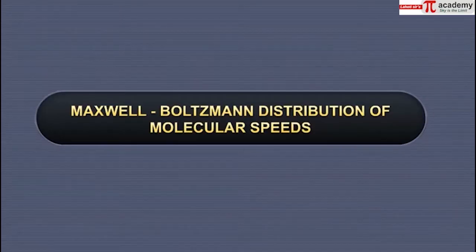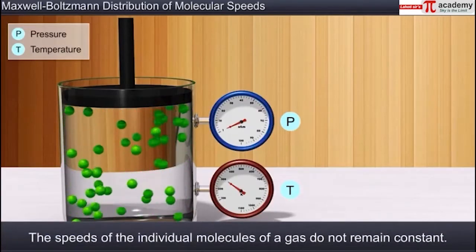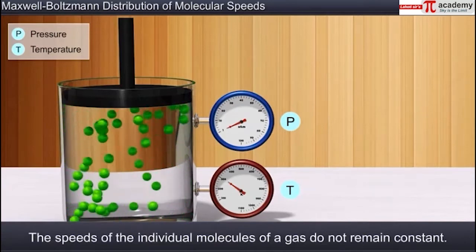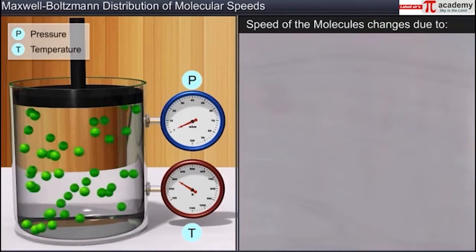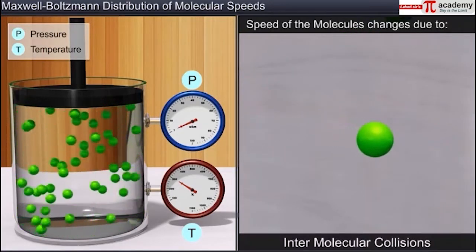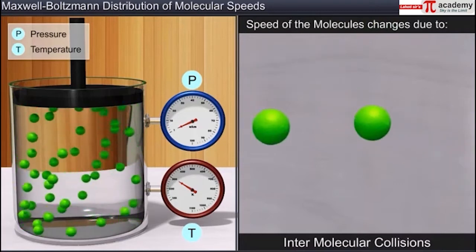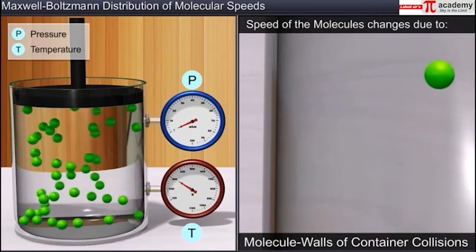In this module, you will learn about the Maxwell-Boltzmann distribution of molecular speeds. The speeds of the individual molecules of a gas do not remain constant. The speed of the molecules of a gas changes due to the intermolecular collisions and the collisions of the molecules with the walls of the container.